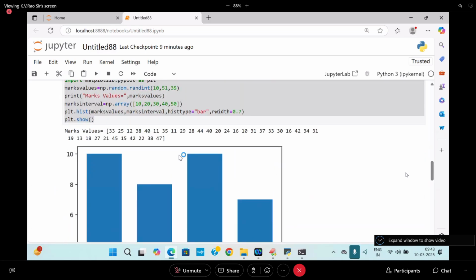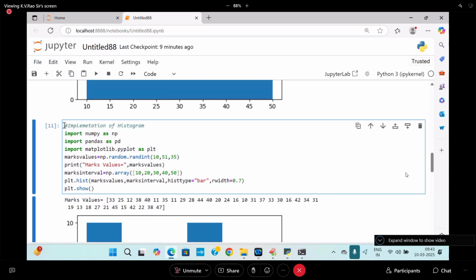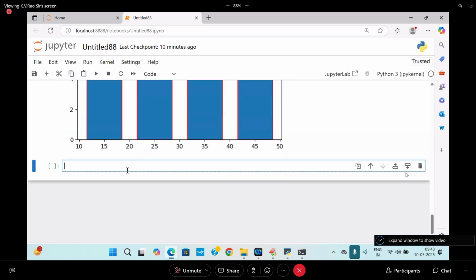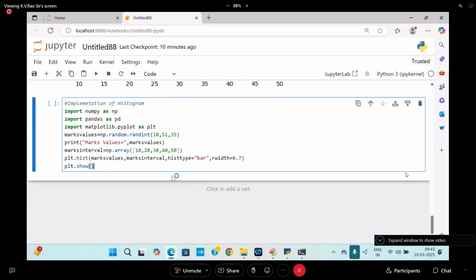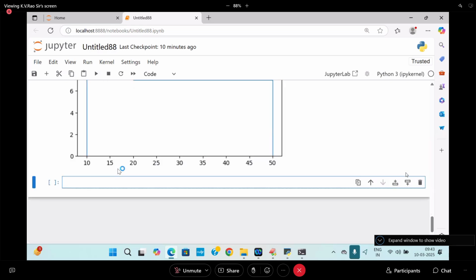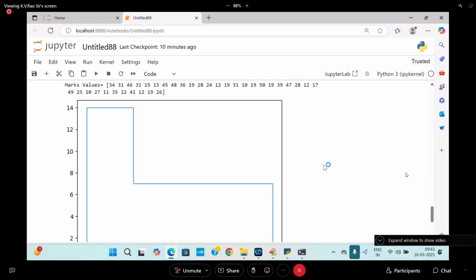Understand? There is one more thing I will take, students. Be careful. Here, histtype is equal to what? Step. Histtype is equal to step. Even if we write R width equal to something, there is no meaning of it. When it comes to step, R width never matters anything.